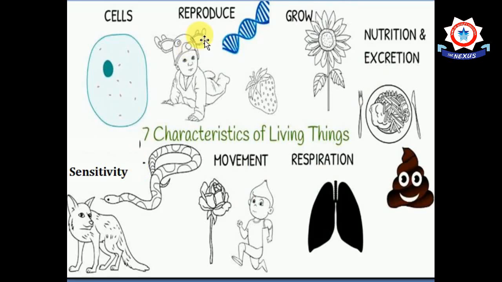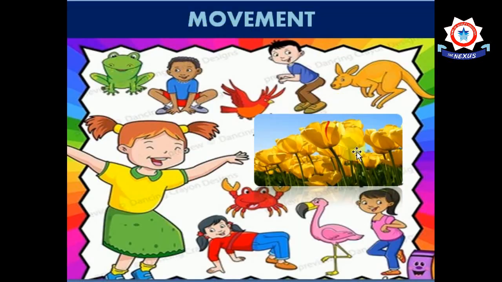Students, plants do not move from one place to another, whereas several living things like animals and humans move from one place to another, and they move around in search of shelter, food or to avoid danger. This movement is called locomotion. Plants can only move certain parts.